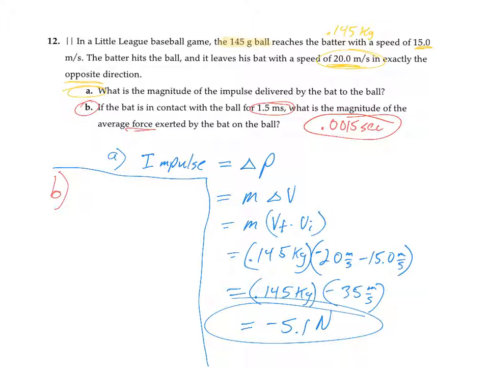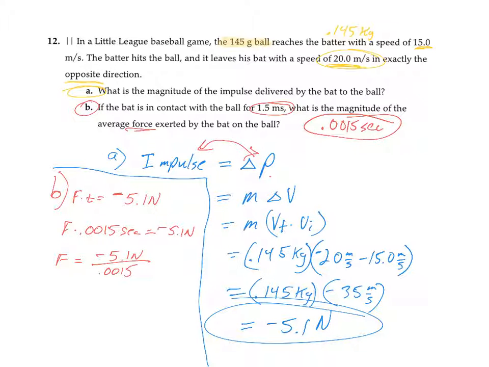All right, so we know the change in momentum. We just did this because change in momentum, they equal one another. That's what that equal sign means. So F times T equals change in MV, but we just did that, and we got negative 5.1 newtons. Now they're giving us a time of 0.0015 seconds. And my force equals negative 5.1 newtons divided by 0.0015.